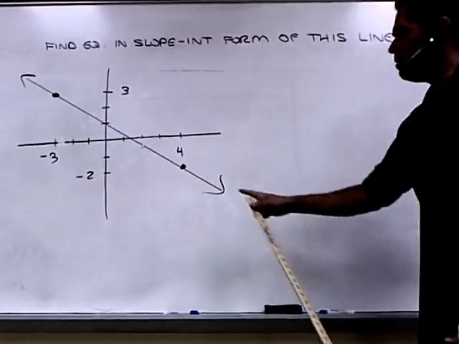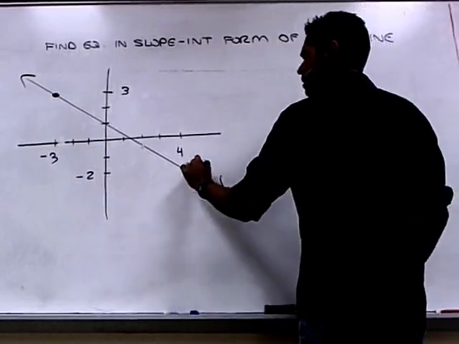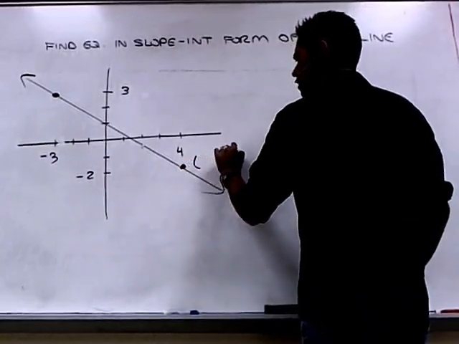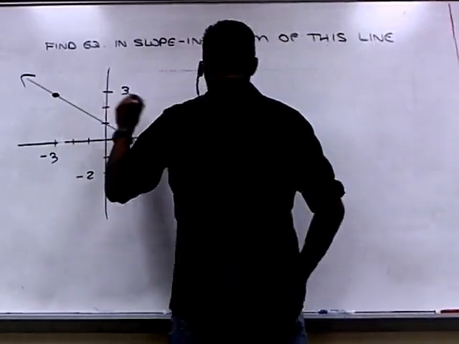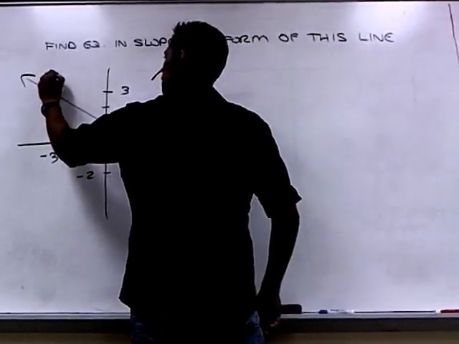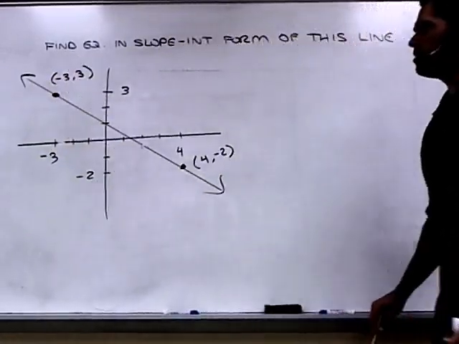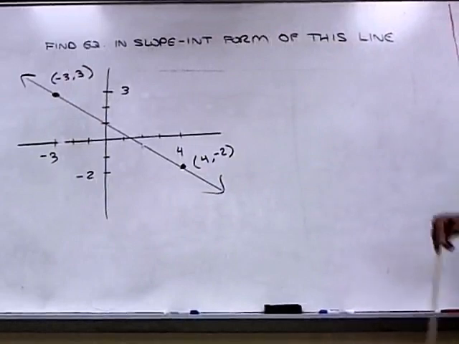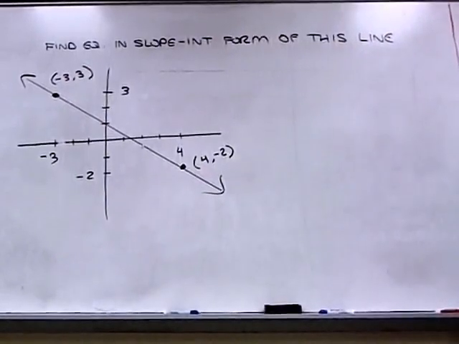Now, can you help me? What are these points? What are the coordinates of these points? What's this one? 4, -2, and this one up here? -3, +3, right? So x, then y. Okay, so that's given to you, all right? From that, can we get the equation of the line?